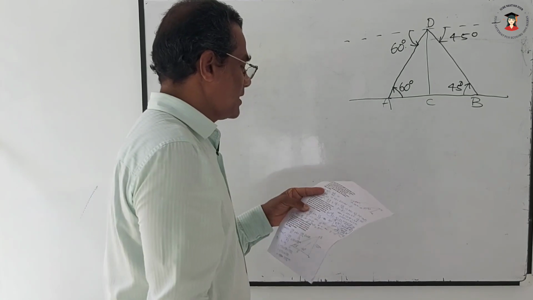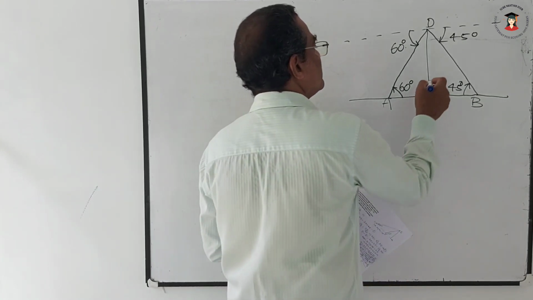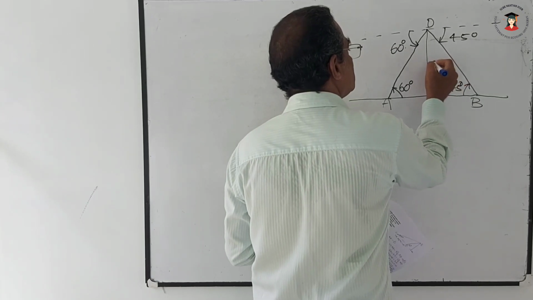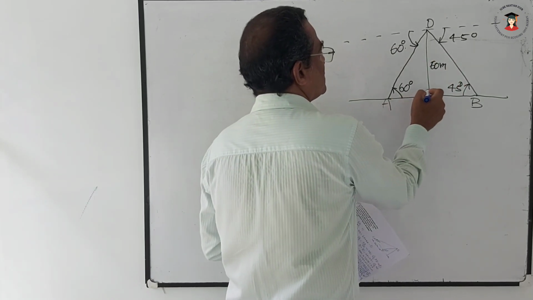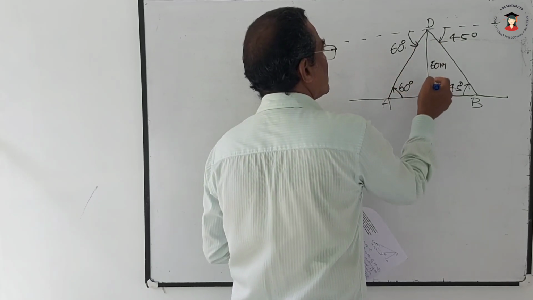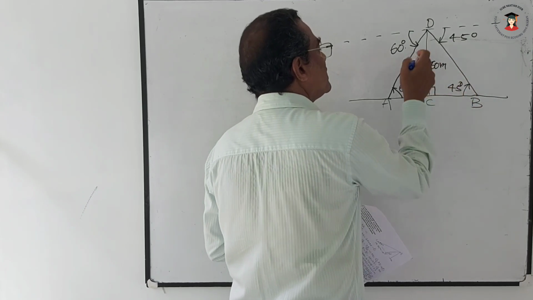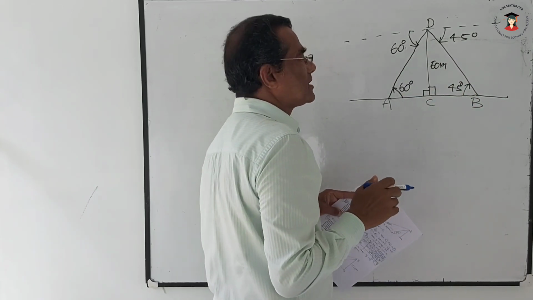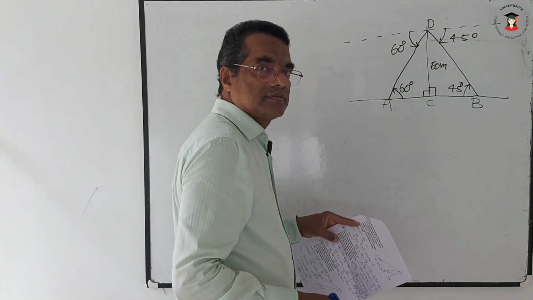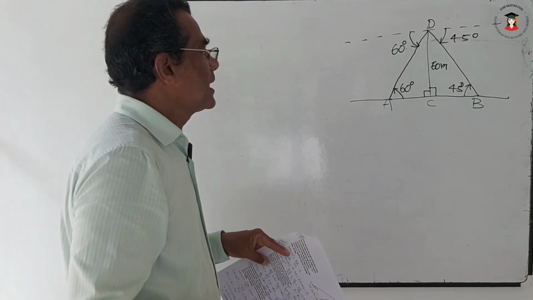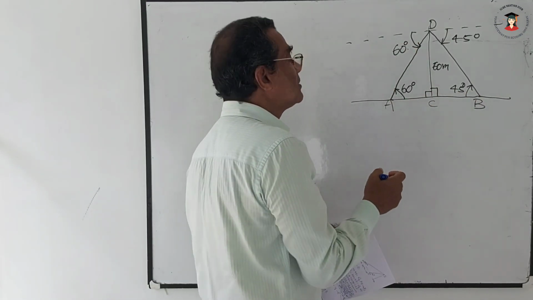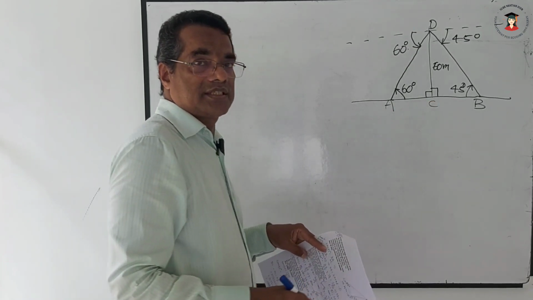And the height of the lighthouse is given. It is 60 meter. So it is a simple problem. So there are two right triangles. This is one right triangle and this is another right triangle. On both these right triangles, this CD is common. That means on both the right triangles, the height is given and an angle is also given. Only we need to find out the distance.